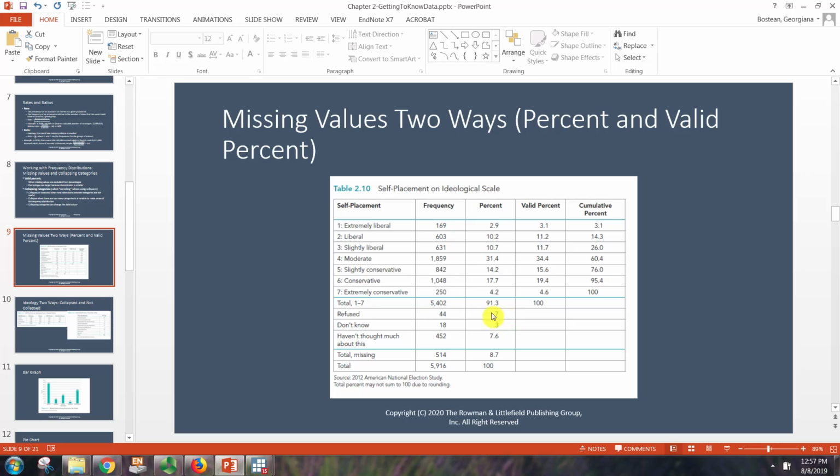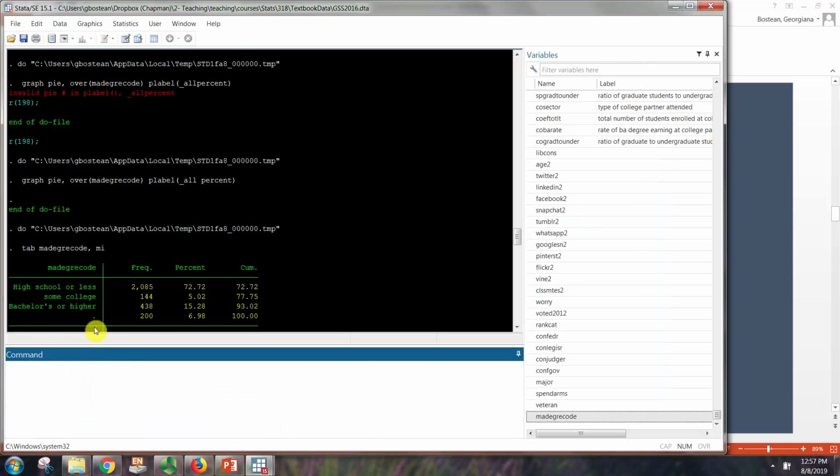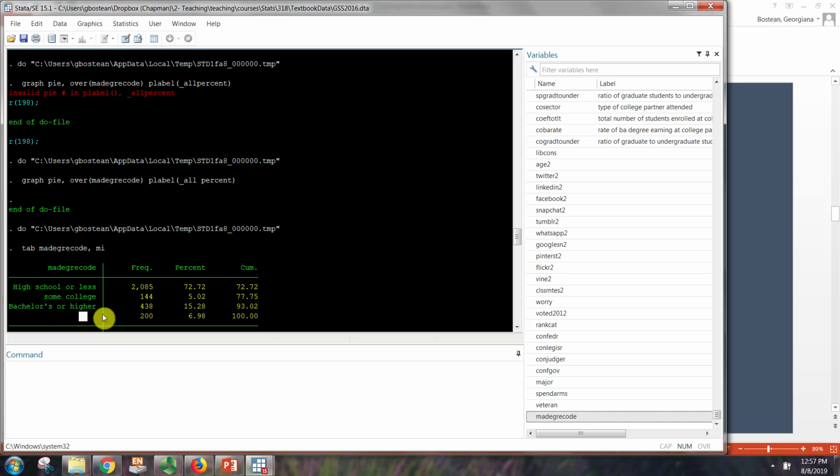So the 0.7% plus 0.3%, that's 1%, plus 7.6% of people who haven't thought much about it, totals to, with rounding error, 8.6, 8.7% of people. So actually, almost 10% of people are missing on this particular item. And that's what we want to know. In Stata, those people are generally coded with a period to indicate that they're missing.